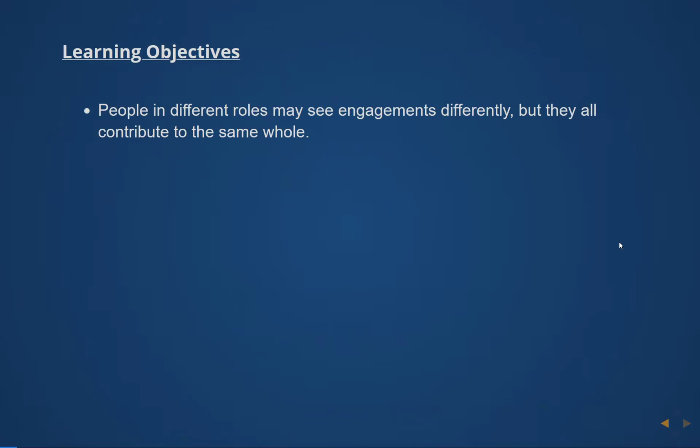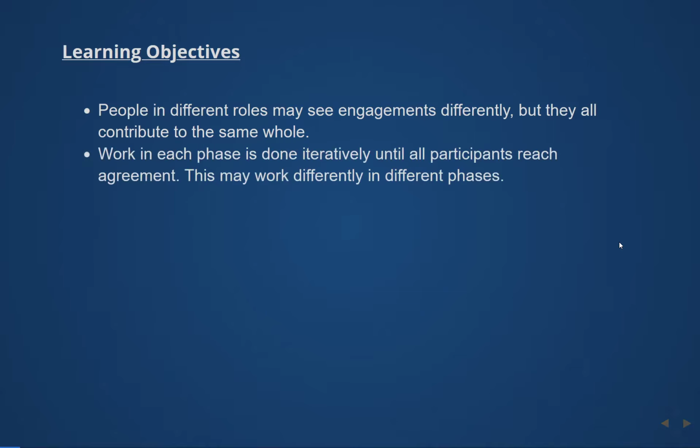First thing I want to give you a heads up on is what we're going to cover. A lot of different kinds of people will be involved in any kind of engagement or process, but they're all trying to work together to do the same thing. Work is always done iteratively until everyone reaches agreement. And this can happen differently depending on where you are in the project.